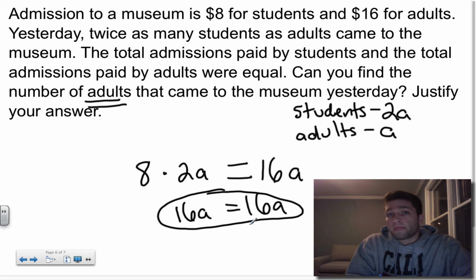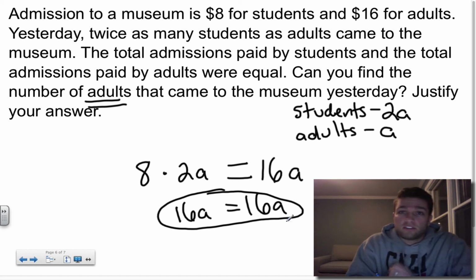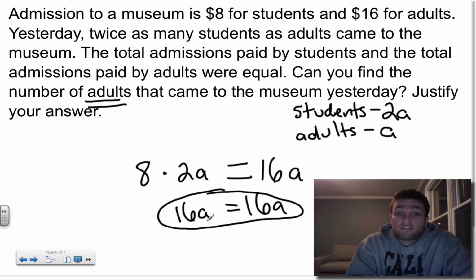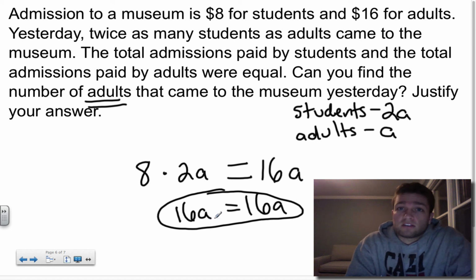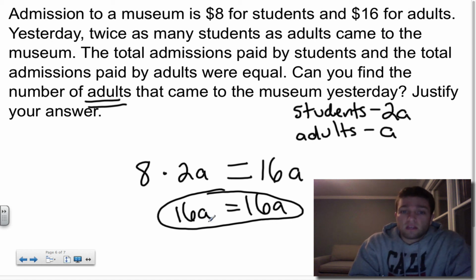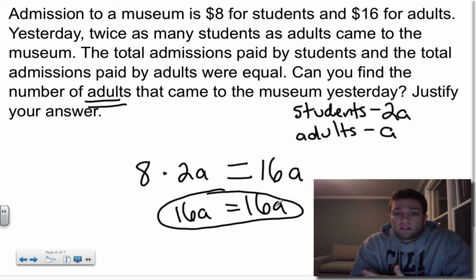So for this, and I know it's going to annoy some of you who love just finding an answer, there is no answer to this one. There's infinitely many solutions. So the answer to the question, can you find the number of adults? Nope, can't figure it out because there's infinitely many solutions. We didn't get A equals 23 or something like that. We got the same thing on both sides.